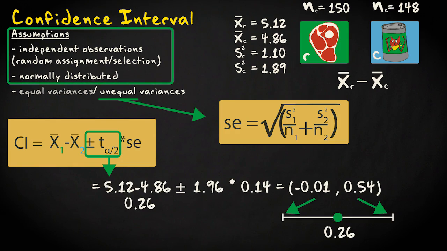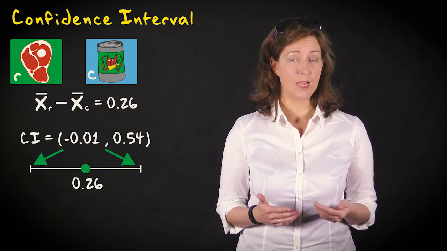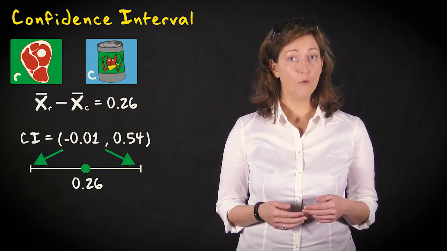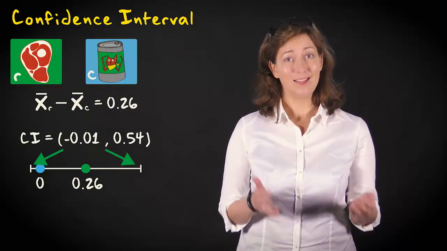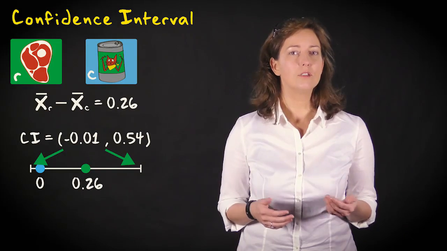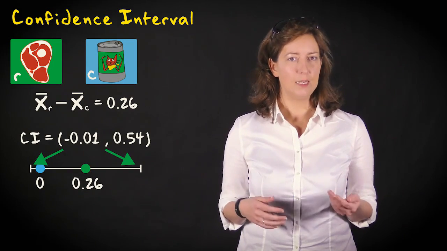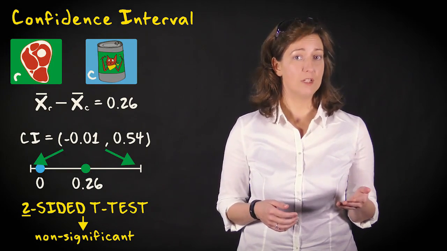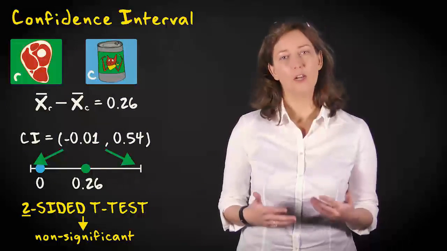The confidence interval for our example data is 0.26 plus and minus 1.96 times 0.14. This results in a confidence interval that ranges from minus 0.01 to plus 0.54. This corresponds to performing a two-sided test. Since the value 0, no difference in the means, lies inside the interval, 0 is considered a plausible value. This means a two-sided, more conservative test than the one we performed would have been non-significant.